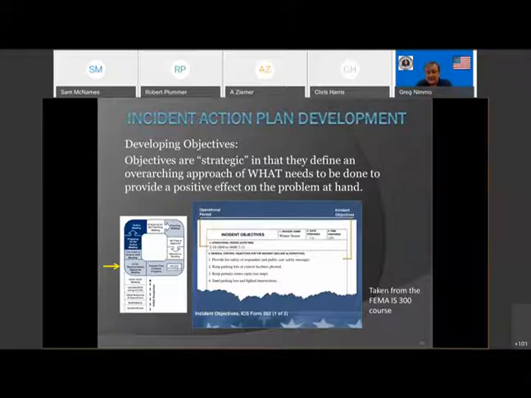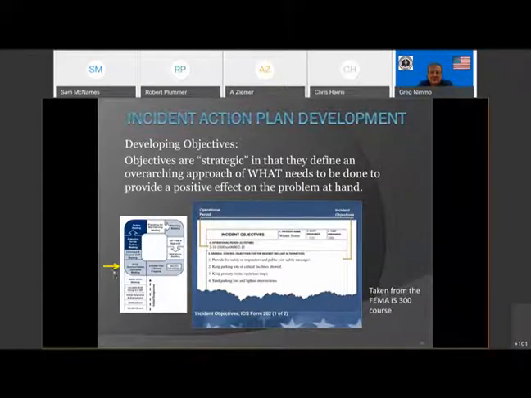So that's kind of what you want to do with those objectives. I pulled this set of objectives right out of this IS 300 course from FEMA. And what we did over here is we kind of looked at this and said, when would we be developing these objectives? Now, again, when you have a command meeting over here, the incoming incident commander may walk out of that meeting with a very clear set of objectives that they want to bring forth.